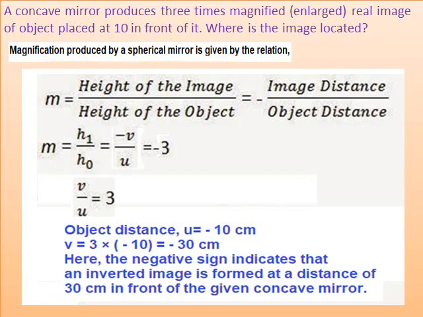Then in the problem it is given as U is equal to minus 10 centimeters. Therefore, V is equal to 3 into minus 10, that is equal to minus 30 centimeters. Here the negative sign indicates that an inverted image is formed at a distance of 30 centimeters in front of the given concave mirror.